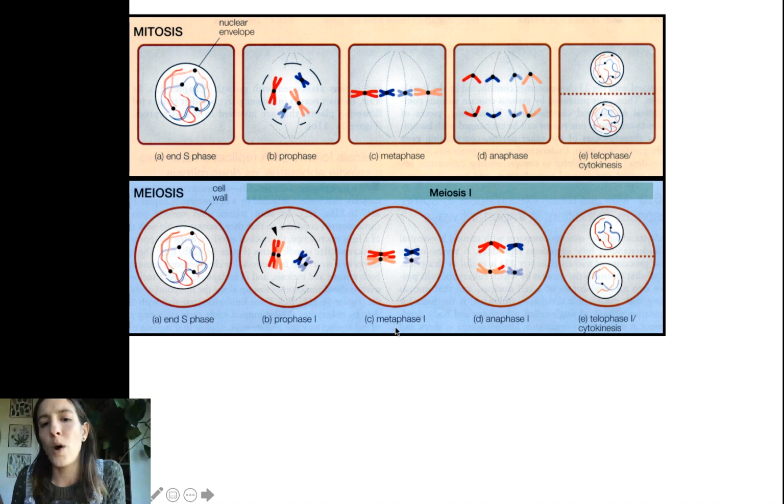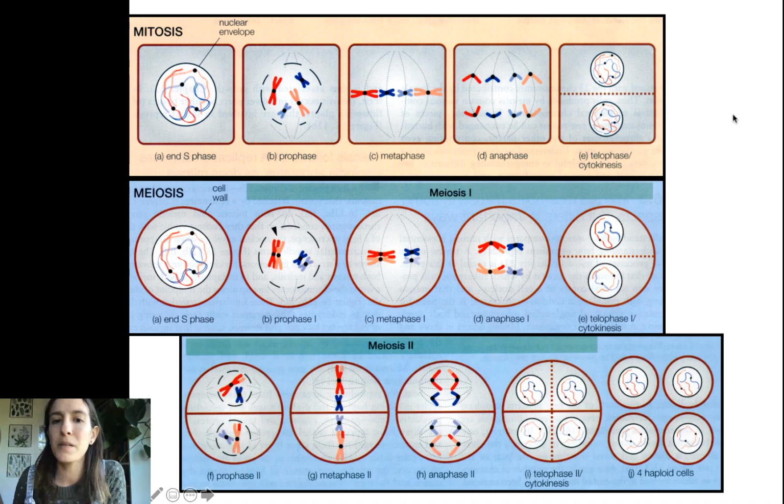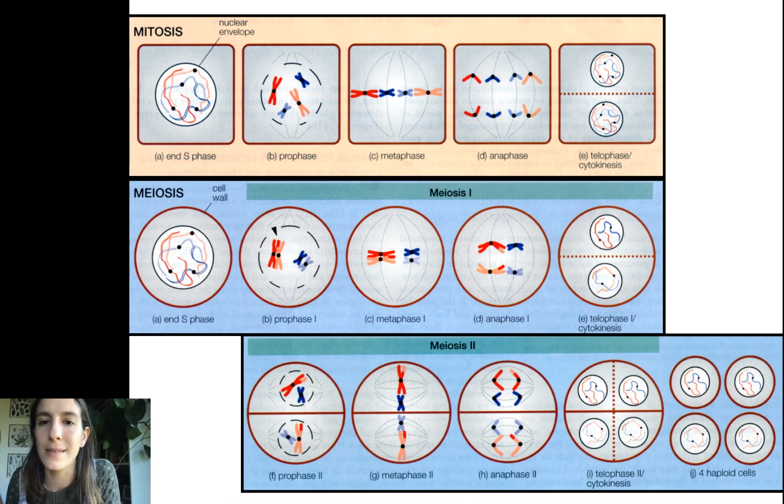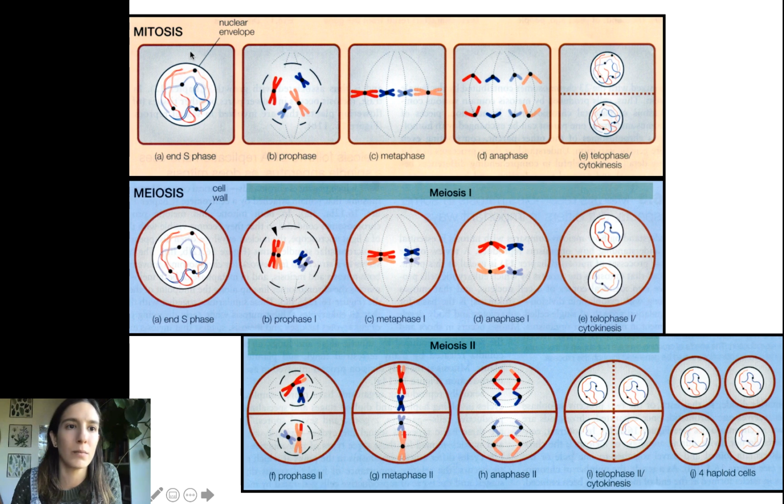But notice they have a little 1 after them. Well, it's because meiosis has 2 phases. And since there are 2 phases in meiosis, we end up with 4 cells at the end. So mitosis, diploid organism, 2 sets of genes in the original mother cell, and then 2 sets of genes in each of the 2 new daughter cells.